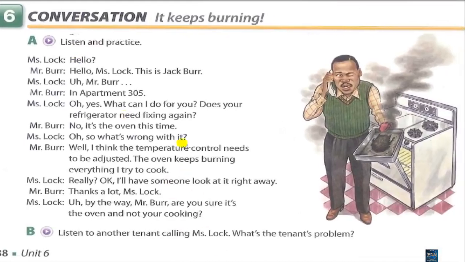Exercise number 6. Conversation. It keeps burning. Look at the picture here.